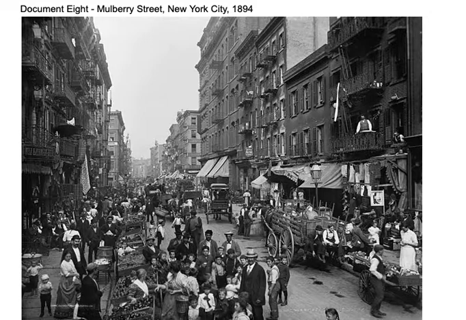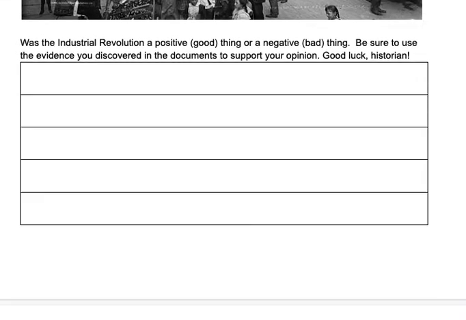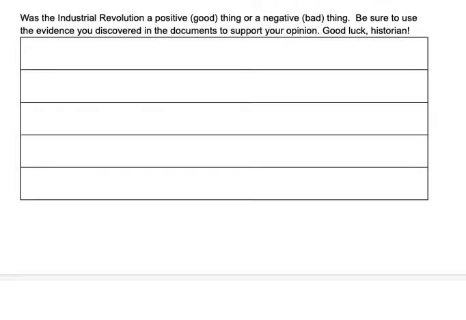It's very vibrant, yes, but you can pick out positive things and negative things from this image, which is why it's a fun task. Once the kids think about and investigate those pictures, this is what they have to have an answer to. Was the Industrial Revolution a good thing, a positive, or a negative, bad thing? They get to pick. The only catch is that they have to use evidence that they discovered in those documents to support their opinion. They can't just say it was great or it was terrible. They have to say it was great because in Mulberry Street, you could see it was a very vibrant community. Or you could say it was terrible because pollution set out, noise and smoke pollution as a result of this. It doesn't matter whether they argue good or bad as long as they use evidence to back it up.